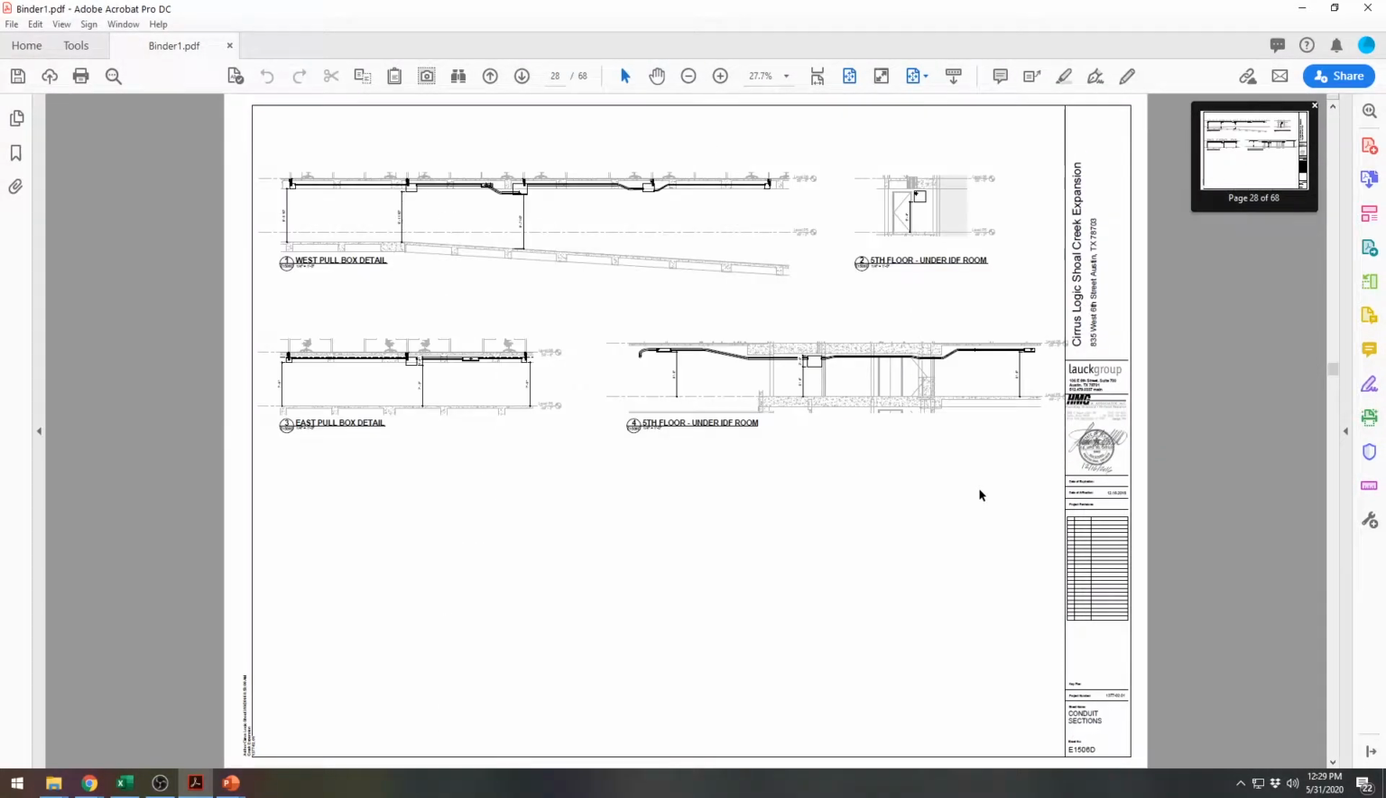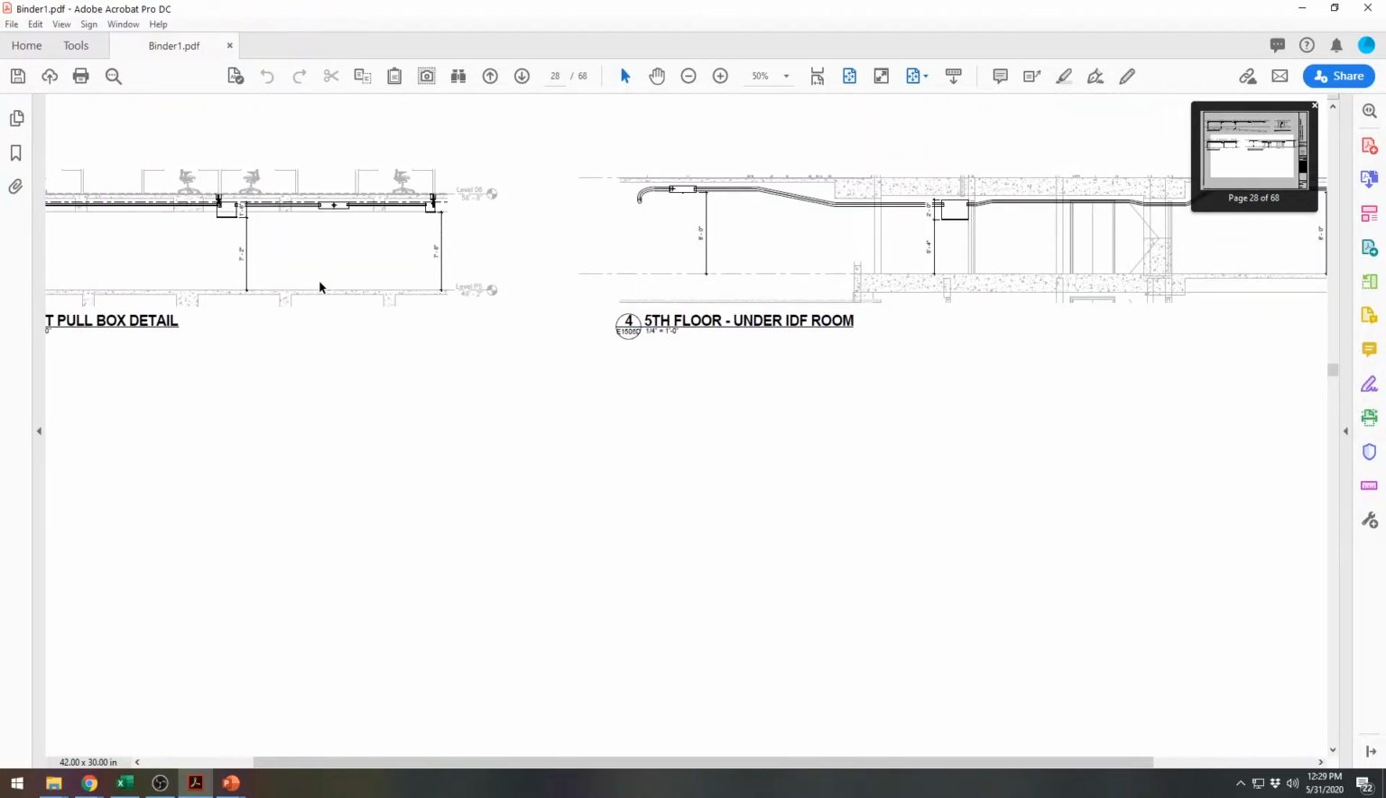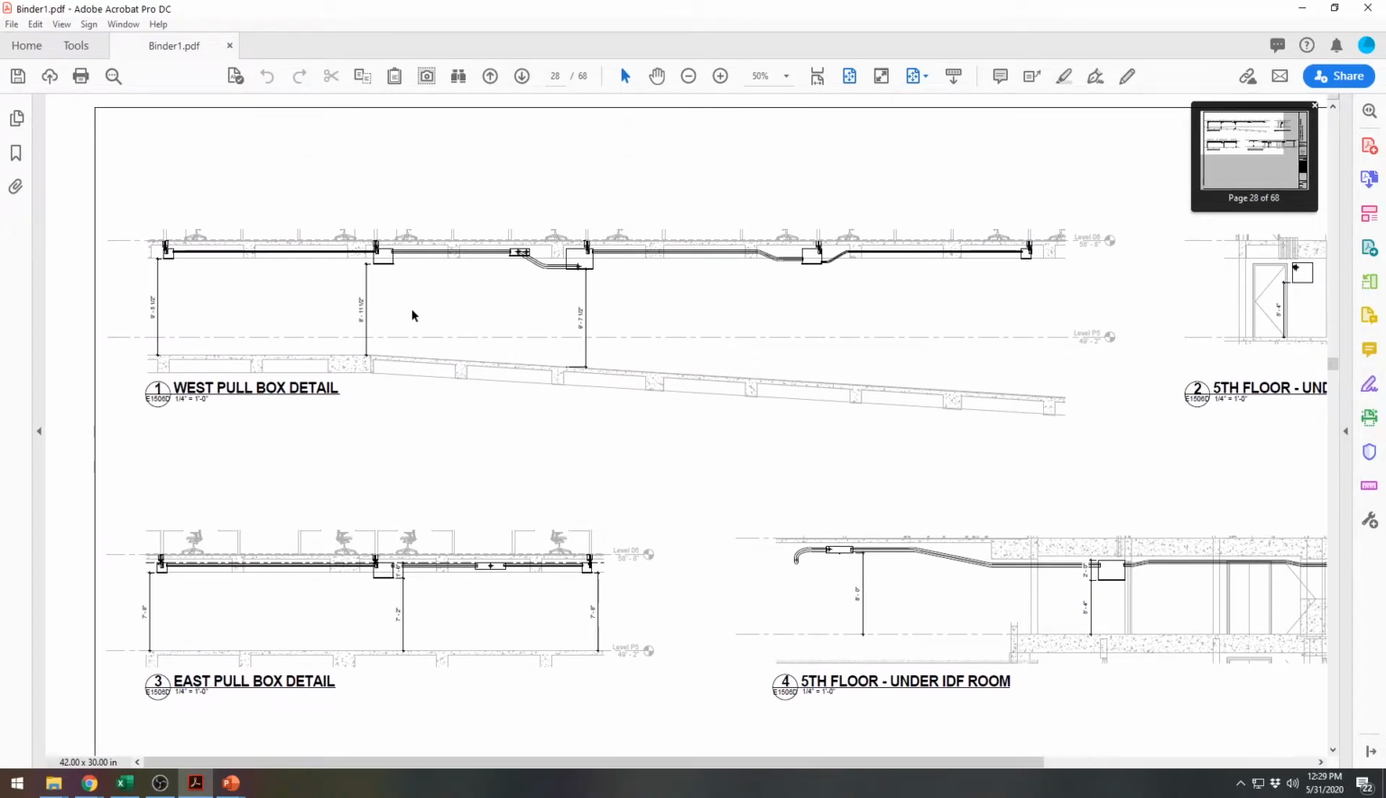This is an elevation. Level 5 is the top of the garage, and we had to make sure that we kept clearance in the garage. So as cars come up, we need to show where the conduits are and make sure everything fits, the big pull boxes and everything.